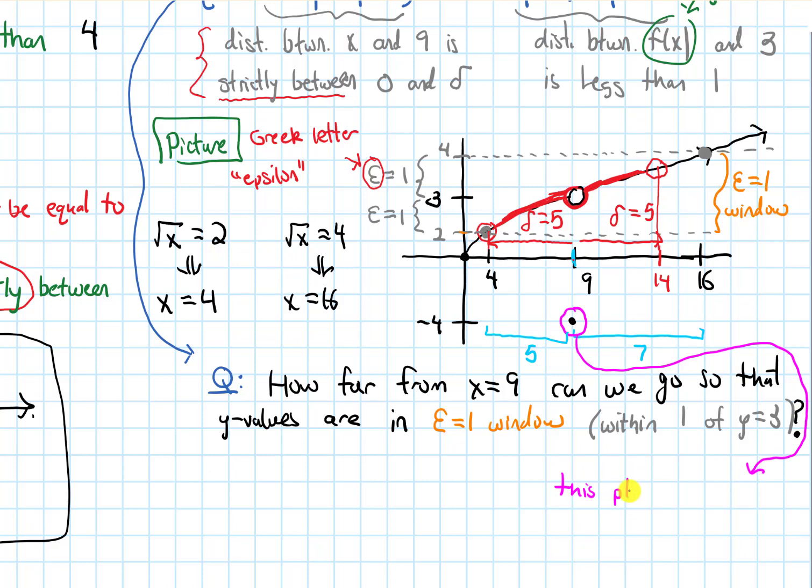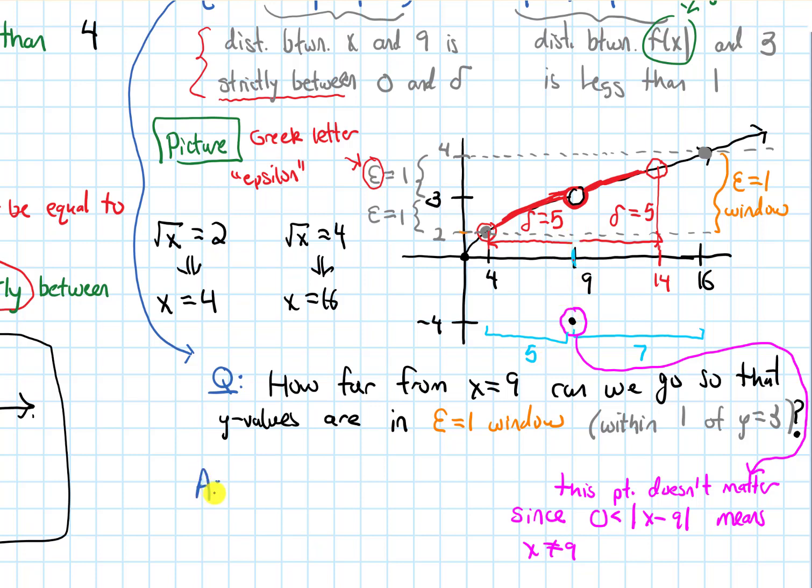This point doesn't matter since the condition that 0 is less than the absolute value of x minus 9 means that x cannot be equal to 9. So that's why we don't care about what's happening right at the point where x equals 9.